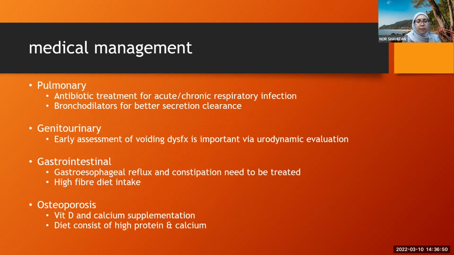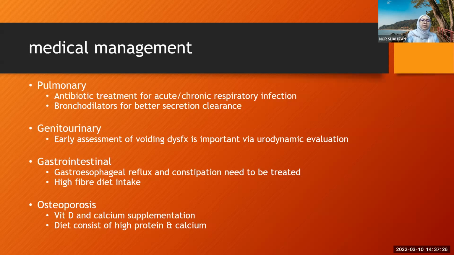Okay. Other medical management that can be given to the patient according to the system also. I put it into systems so that you can understand well, and it's good if you can answer like this during your exam. You put it in according to the system, so you will not miss anything. Pulmonary system: if there is infection, you can give antibiotics, and if there is an issue with secretion clearance, you can give bronchodilators.